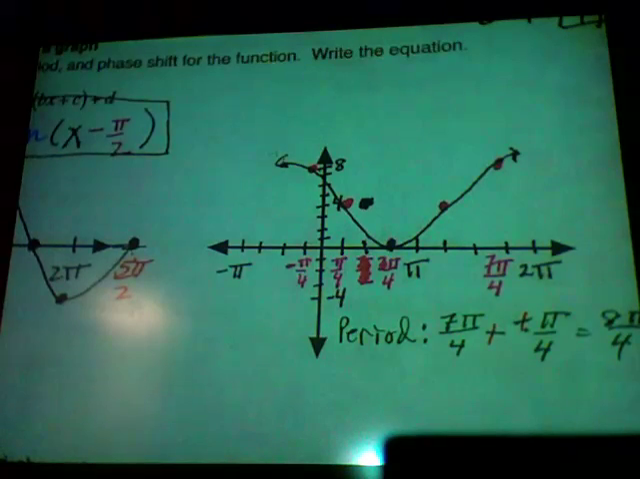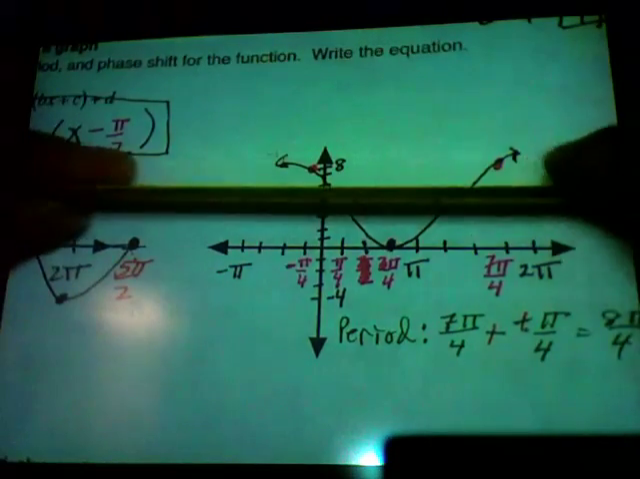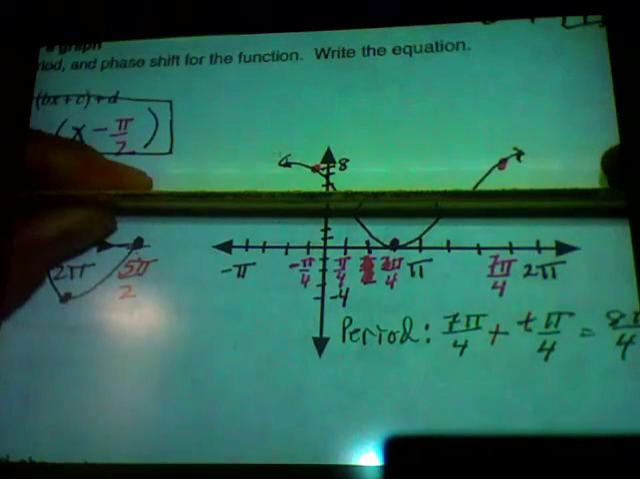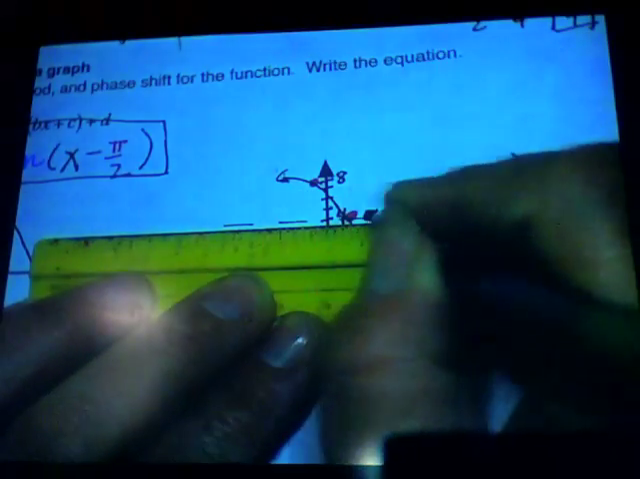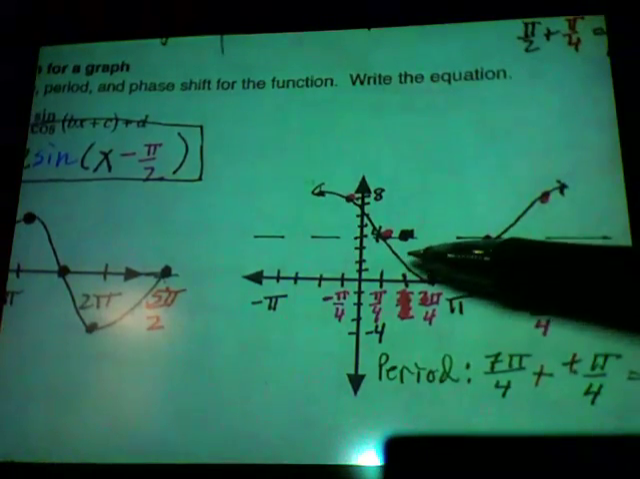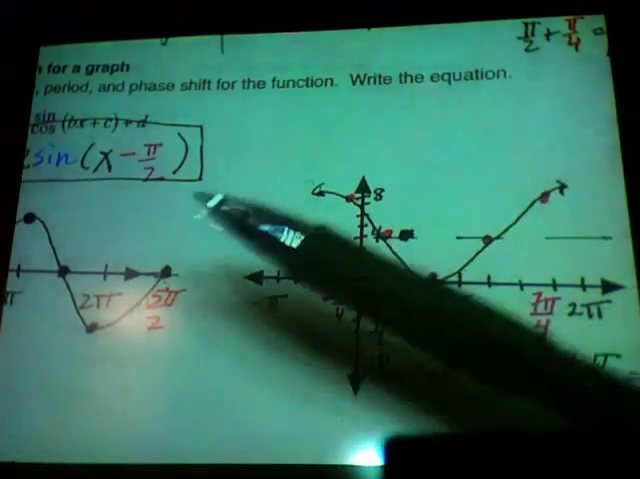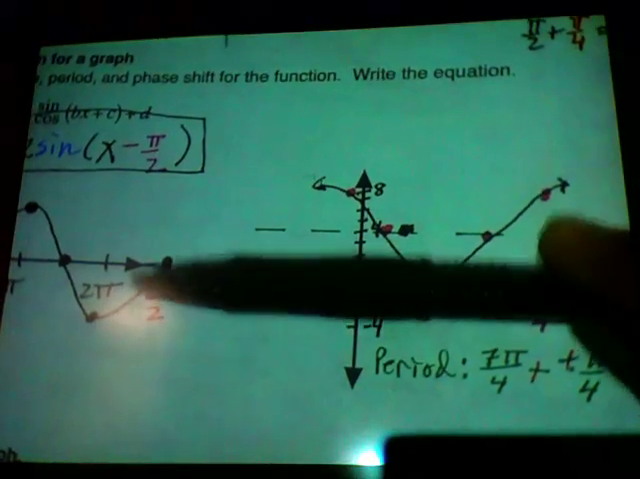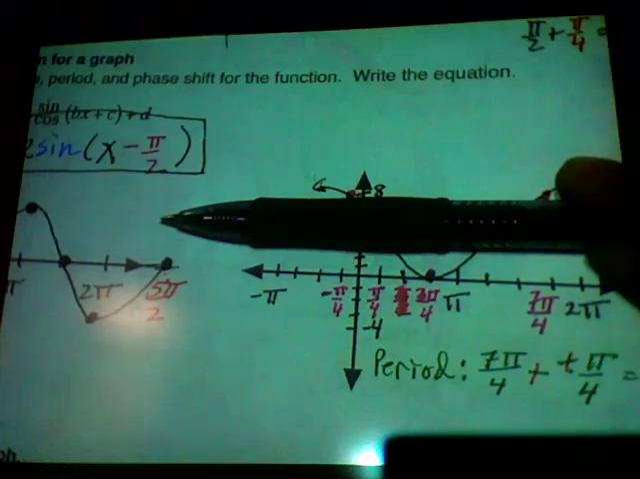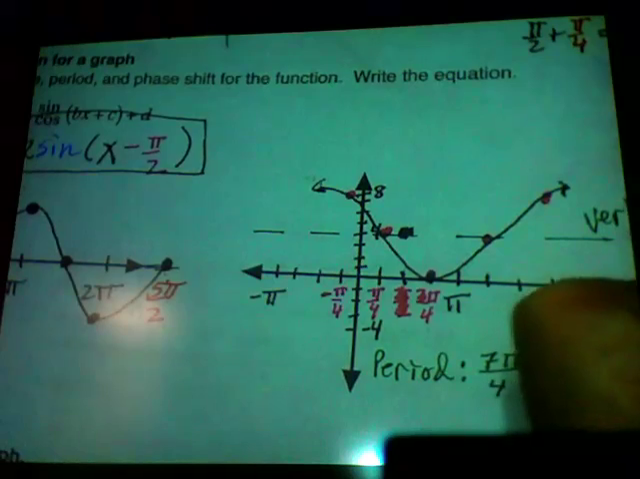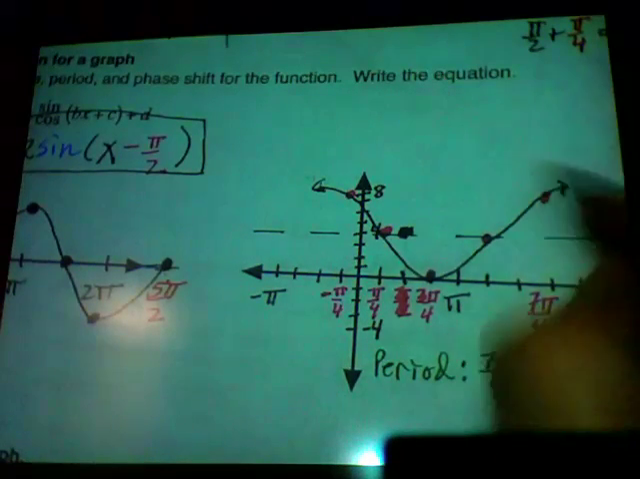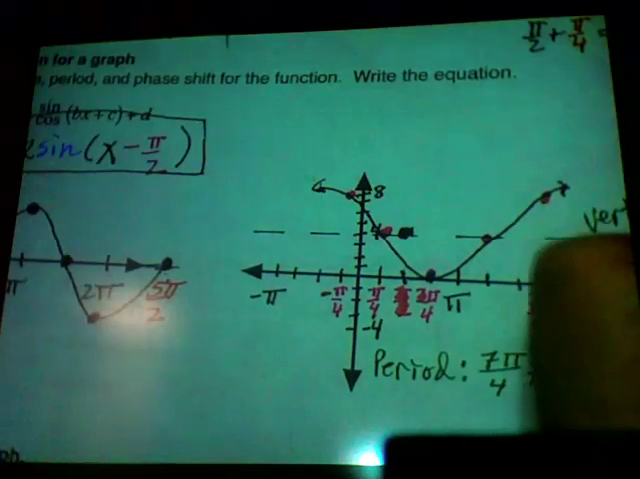Is there an amplitude? First of all, where's the 0 line? Right here. Isn't this in half? Wouldn't that be the half? So put a different colored dotted line right through here because we need to see the amplitude if it's changed. If this is moved up to here, what does that mean? Vertical shift. So we have a vertical shift of what? Of 4, and it's up 4, right? So that's a plus 4.